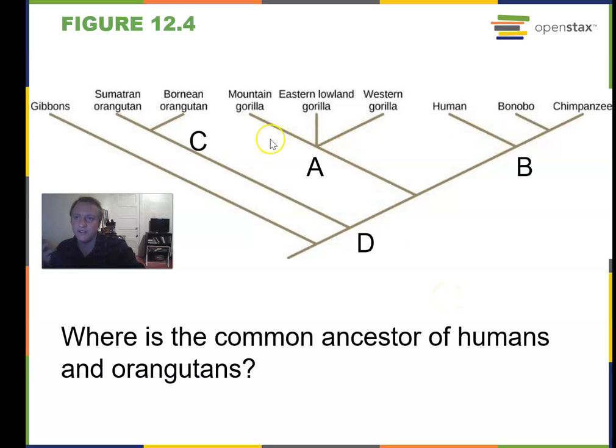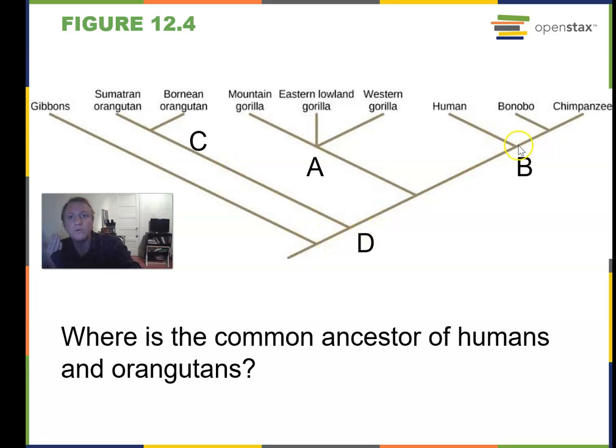Is it A, B, C, or D? I don't know why I put them out of order like this, but we should be able to identify. I'm just giving you an example of how I'm going to ask you this question on a test or a quiz. The common ancestor of humans and orangutans is D.